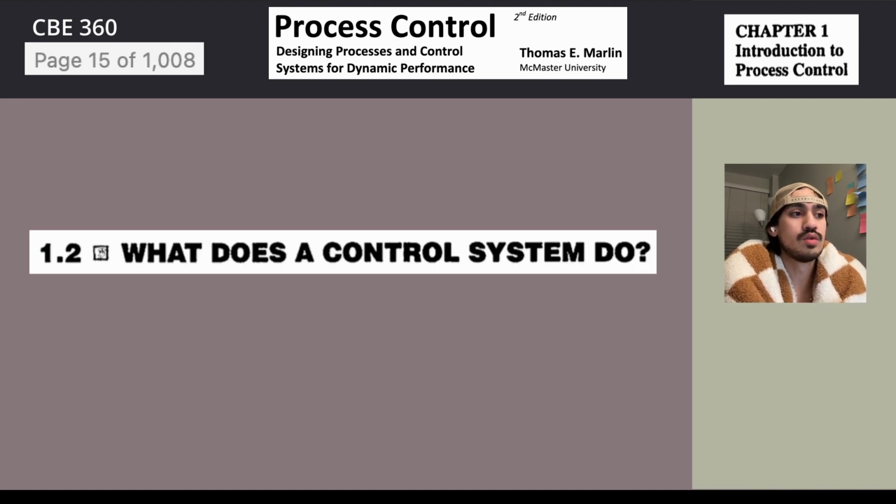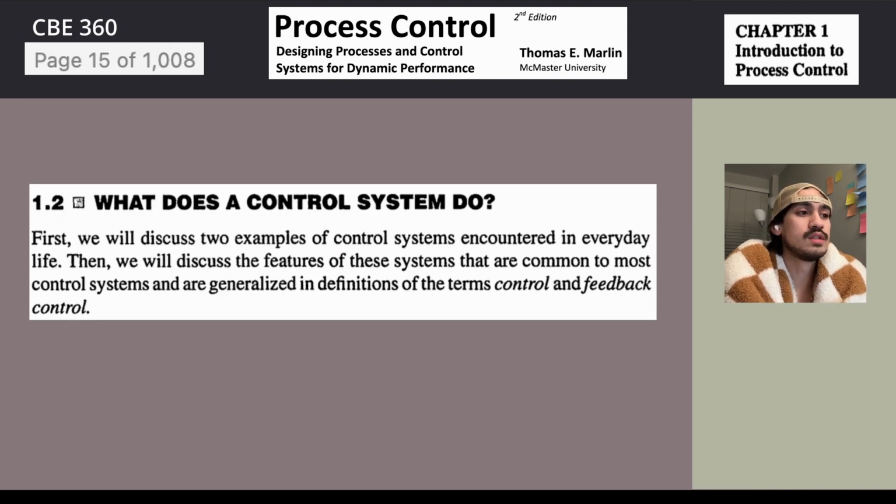1.2. What does a control system do? First, we will discuss two examples of control systems encountered in everyday life. Then we will discuss the features of these systems that are common to most control systems and are generalized in definitions of the terms control and feedback control.